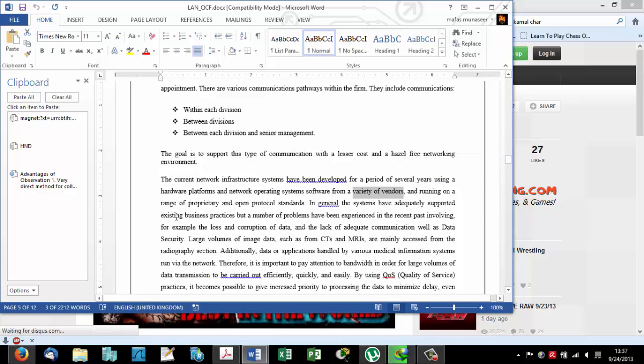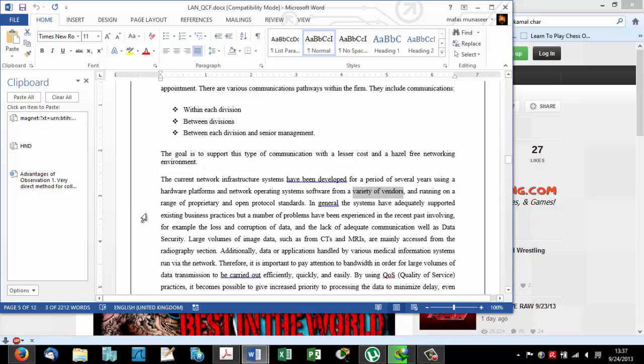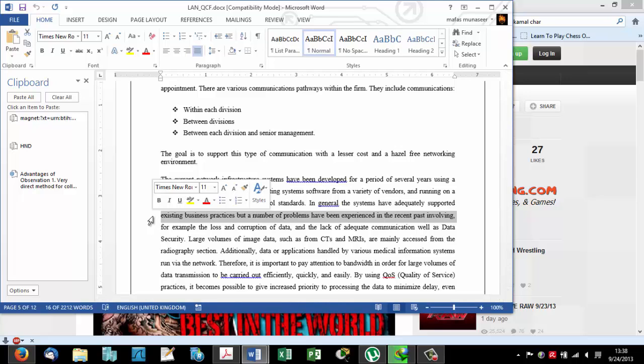In general, the system has adequately supported existing business practice, but a number of problems have been experienced in the recent past involving loss and corruption of data, lack of adequate communication, as well as data security. Large volumes of image data such as CT scans and MRI reports are mainly accessed from the radiography section. It simply says what's the issue.